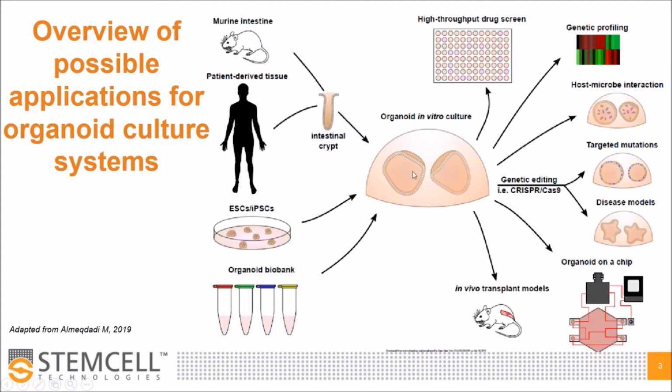Organoid in vitro cultures can be used for multiple downstream applications, such as high-throughput drug screening, genetic profiling, and host-microbe interaction. By the use of genetic editing, such as CRISPR-Cas9, organoids can be used to perform targeted mutations and study disease models. Organoids are used a lot today for generating organoids on a chip and for creating in vivo transplant models.